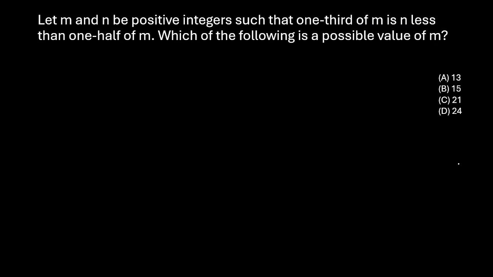Let's have a look at this SAT question. Let m and n be positive integers such that 1/3 of m is n less than 1/2 of m. Which of the following is a possible value of m? Here are answers. If you want to give this problem a try, pause the video. Now let's see how to solve it.